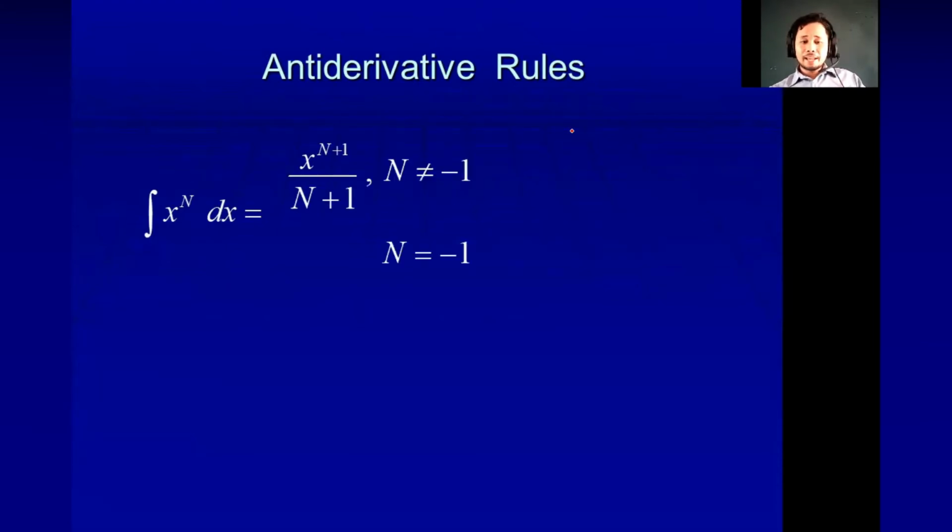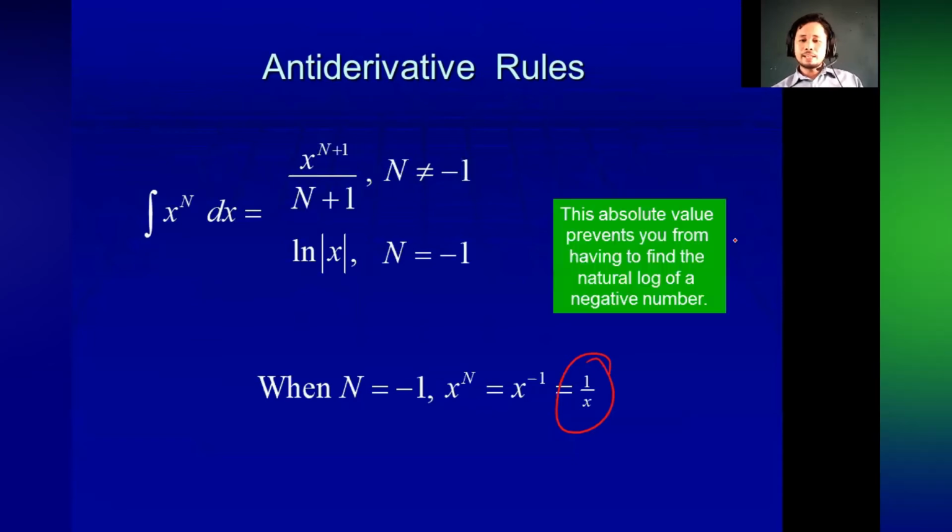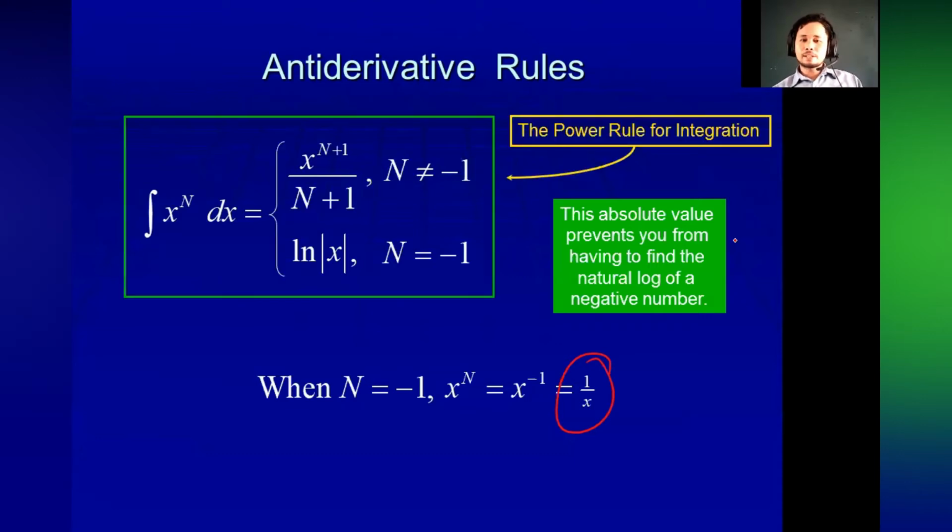But if n is equal to negative 1, then we can rewrite that. x raised to negative 1 we could rewrite as 1 over x. And the antiderivative of 1 over x is ln of the absolute value of x. This absolute value prevents you from having to find the natural log of a negative number. So this rule is called the power rule for integration.